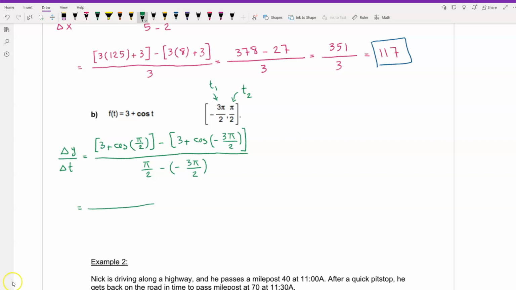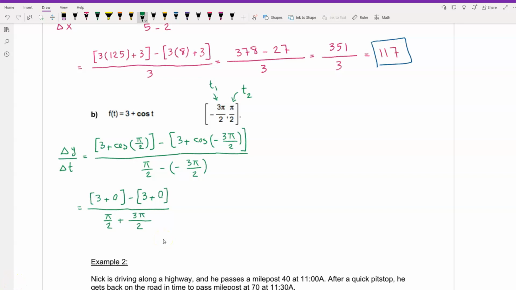So this is equal to 3 plus cosine pi over 2, which is 0, minus 3 plus cosine negative 3 pi over 2, that is 0, divided by, here negative times negative is positive.